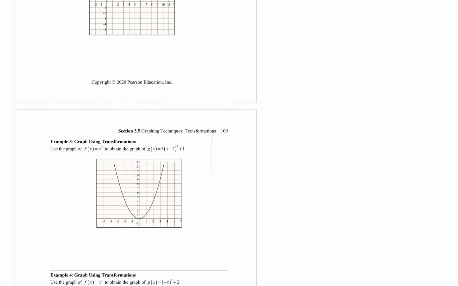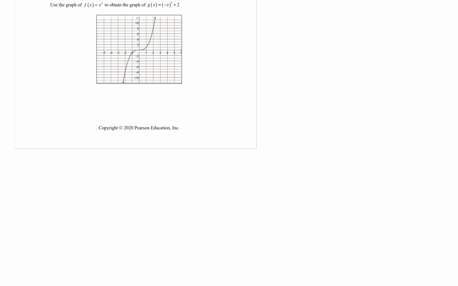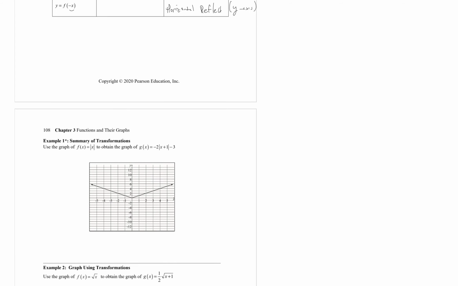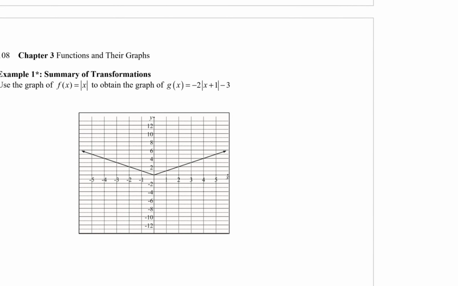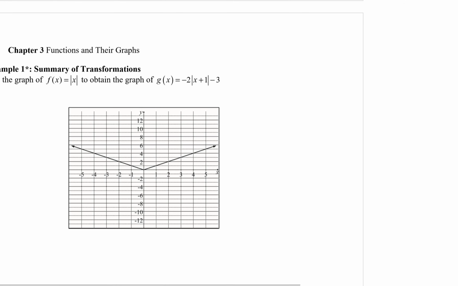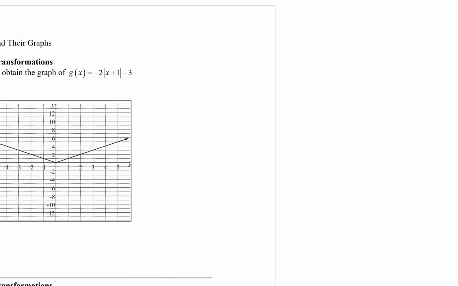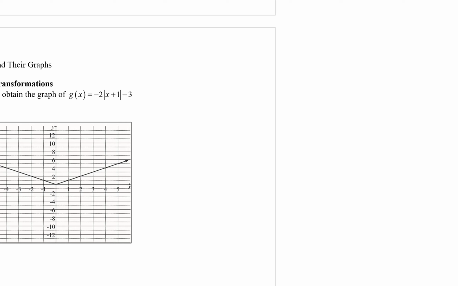Okay, so now we have 4 examples, and I'm not going to actually draw. I'm assuming they're going to ask you to use a graph and obtain. I am not going to draw, that's just going to take too long. What I really want you to do is learn how to figure out what's happening. What's going on in terms of the transformation?